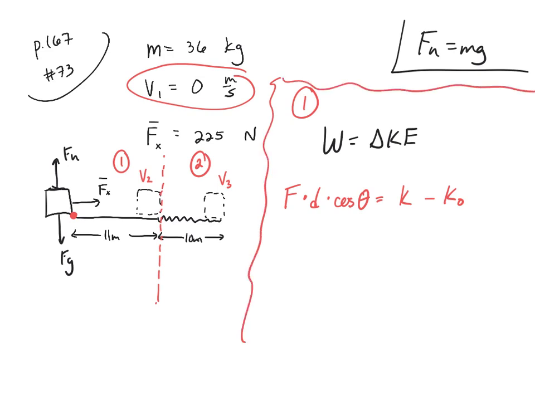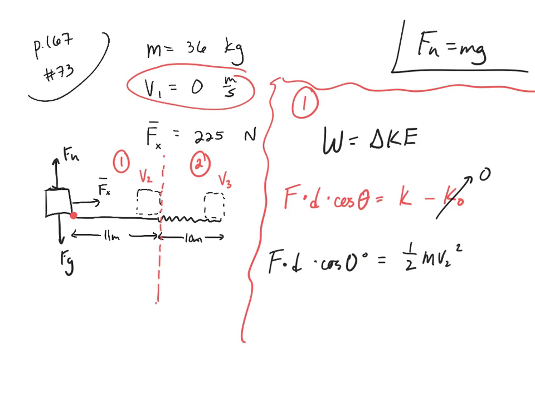No friction involved, nice and easy. The initial kinetic energy is 0 because there's no velocity to start this problem, so that drops off. So we know that force times distance times the cosine of 0 degrees equals the final kinetic energy.